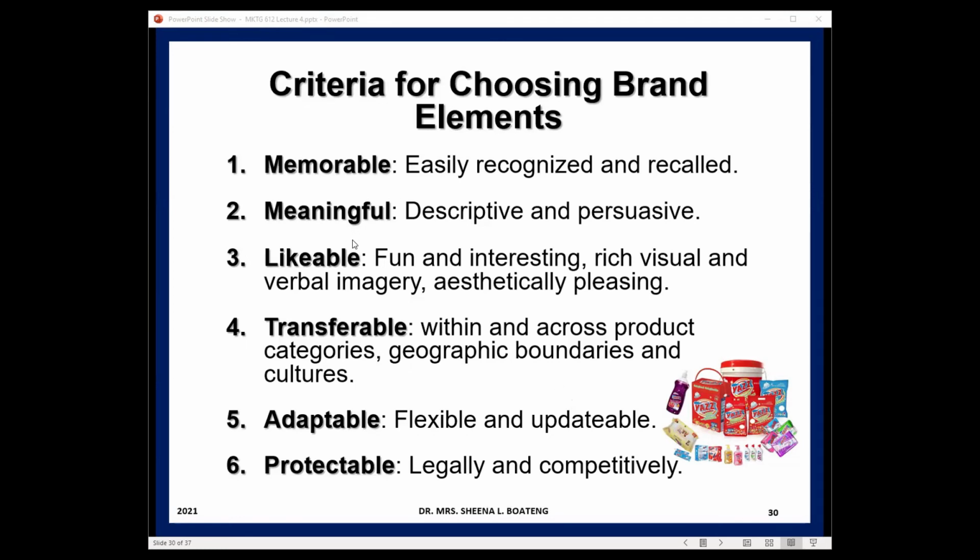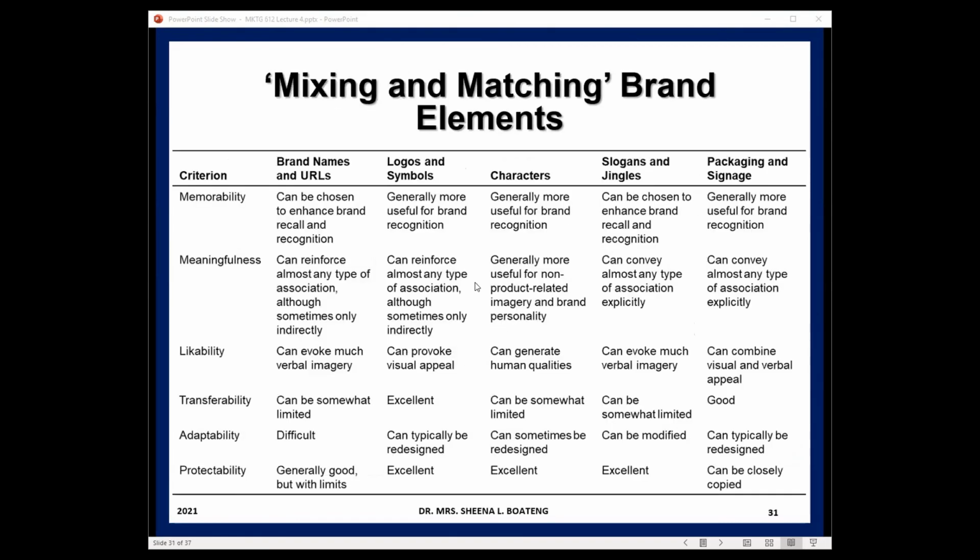So now that you've understood this, when it comes to choosing brand elements, particularly in mixing and matching each of the individual brand elements that we have talked about, it's important to look at the strengths of each of these brand elements along the different criteria we have talked about in terms of memorability, meaningfulness, likability, transferability, adaptability, and protectability, right? So you realize that some elements do well on certain criteria than others. For instance, when it comes to protectability, you realize that brand names and URLs are generally good, but have their limits, isn't it?